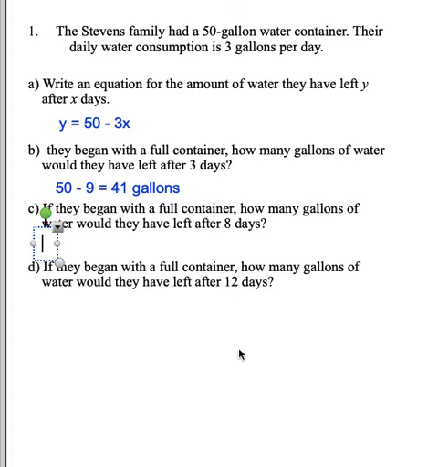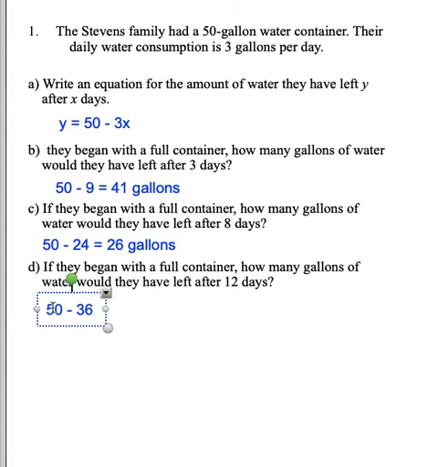And then if they have used the water for 8 days, so again, you would take your 3 times 8, which is 24. And if you do 50 minus 24, that's 26 gallons they would have remaining. If they've used the water for 12 days, so 3 times 12 would be 36, and 50 minus 36 would give you 14 gallons remaining.